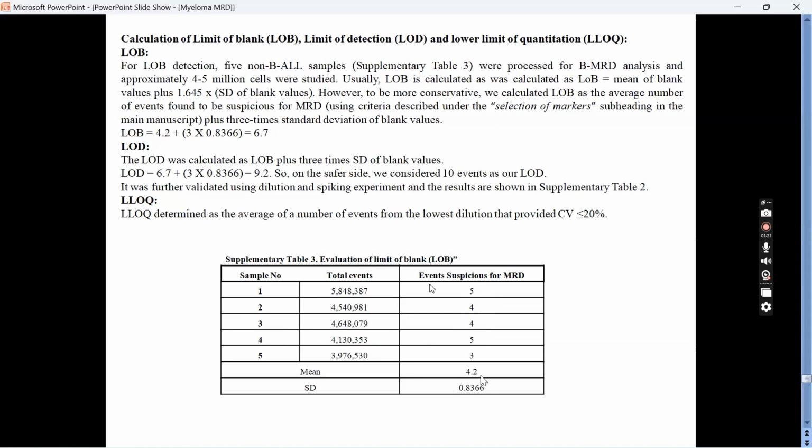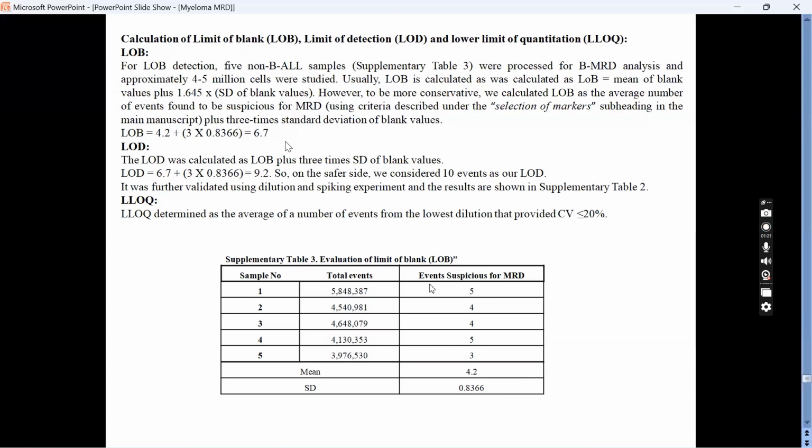Once I have got this, your LOB is calculated by mean of blank plus 1.645 into standard deviation of blank values. So in this case, 4.2 plus 1.645 into 0.8366. Once you do this, you get the value of LOB. In this example, it is around 6.7. So you can take 7 events as your LOB.